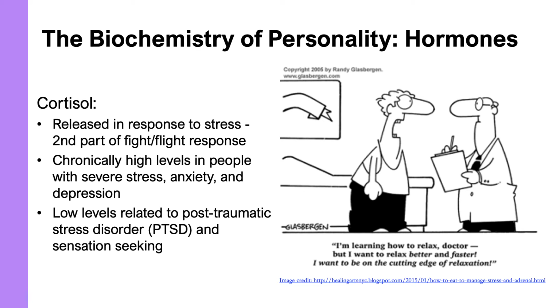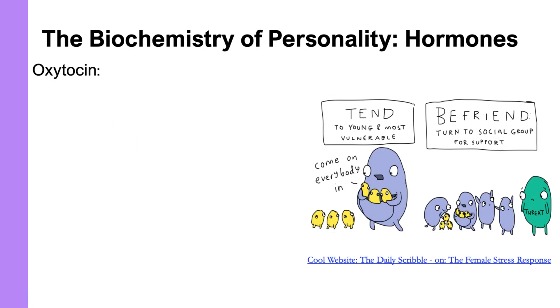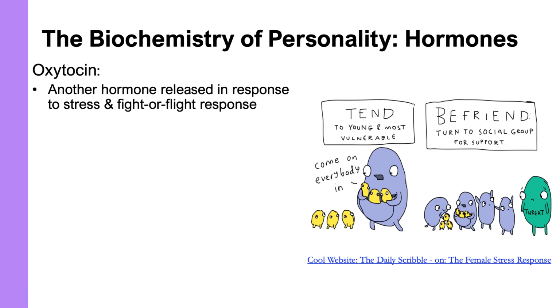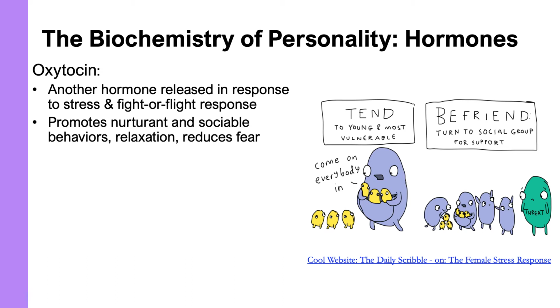Another one of the hormones that's released in response to stress, and these are corticosteroids, cortisol is a corticosteroid, and so is oxytocin. Oxytocin is one that actually has been associated with promoting nurturing and being sociable, and it also causes feelings of relaxation and fear reduction.